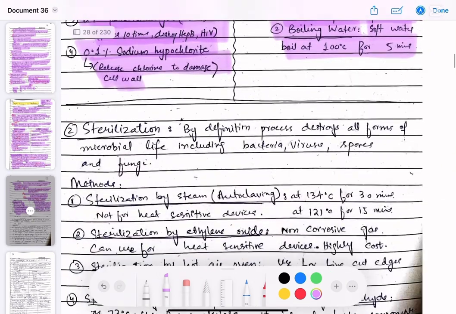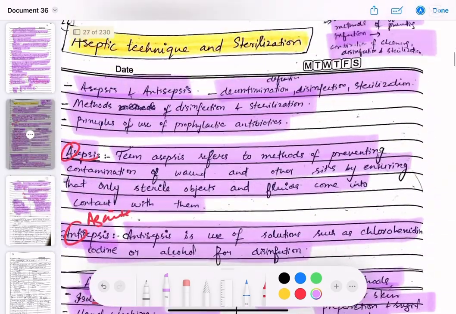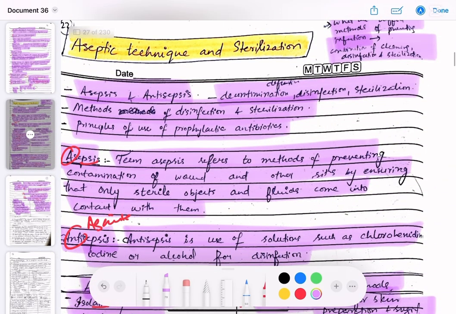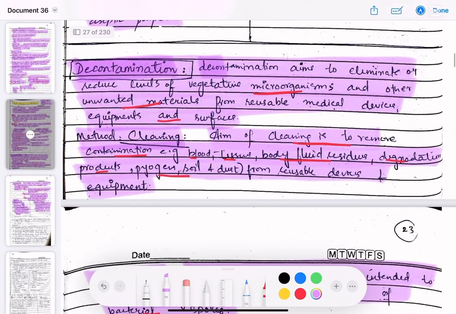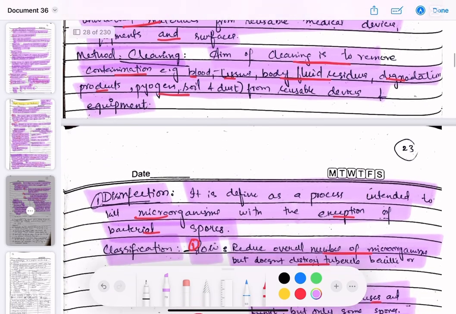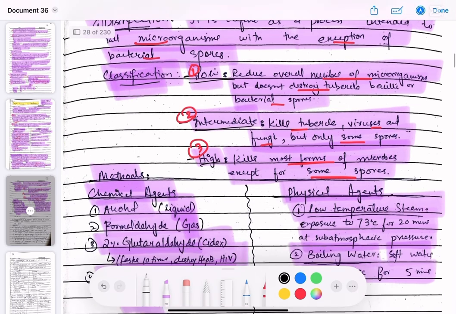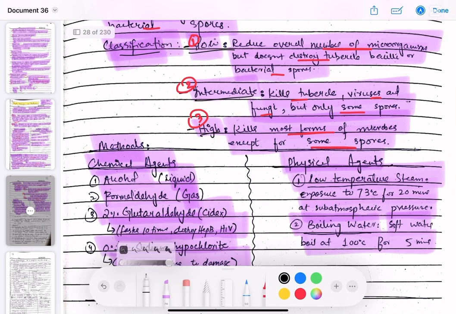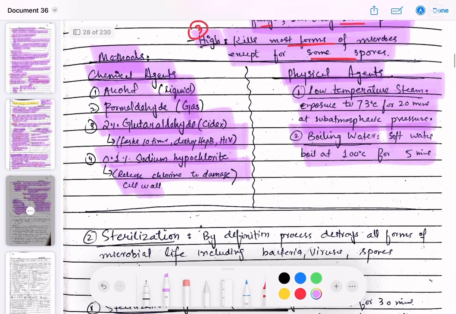So what we have studied up till now: what is asepsis, what is antisepsis, and the methods of asepsis and antisepsis. Then we discussed decontamination and disinfection. Disinfection is classified into three levels: low, intermediate and high. Then we discussed the methods of disinfection, where both chemical and physical agents are used. The chemical agents are alcohol, formaldehyde, glutaraldehyde, and sodium hypochlorite, while the physical agents are low temperature steam and boiling water.